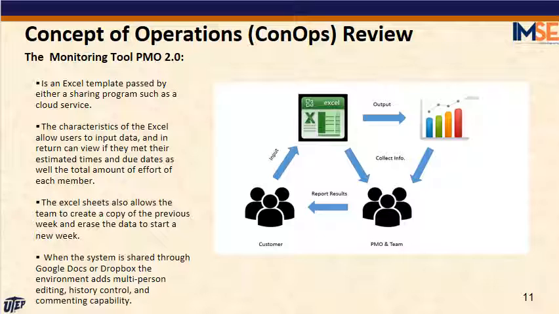The Excel sheet also allows the teams to create a copy of the previous week and erase the data to start a new week. When the system is shared through Google Docs or Dropbox, the environment adds multi-person editing, history control, and commenting capability. In our CONOPS, what we want to do to our system is provide overall value to the template by creating automated interfaces and allowing simultaneous access as well as visual representation to appeal to the user to more than just a sheet with a set of values.